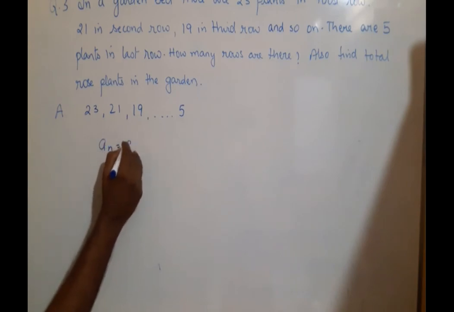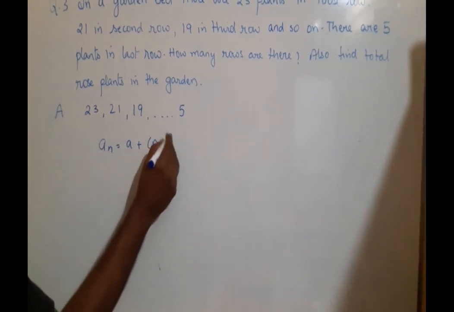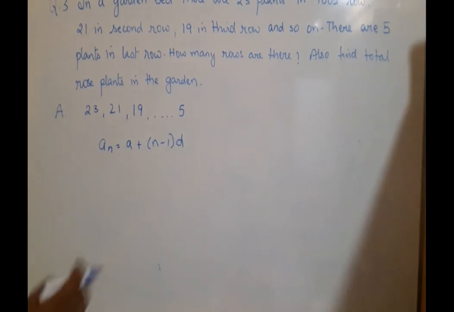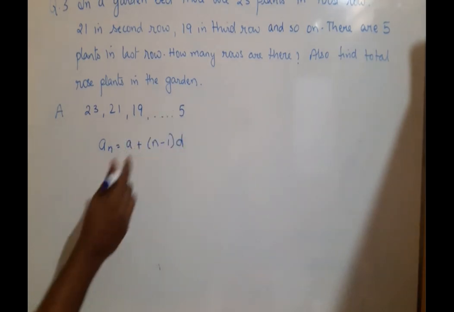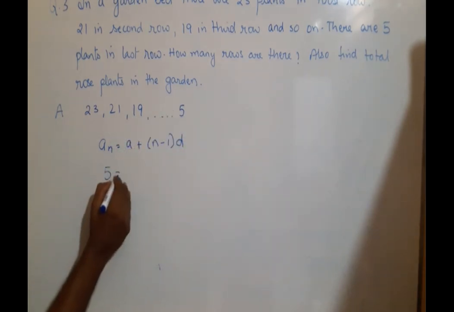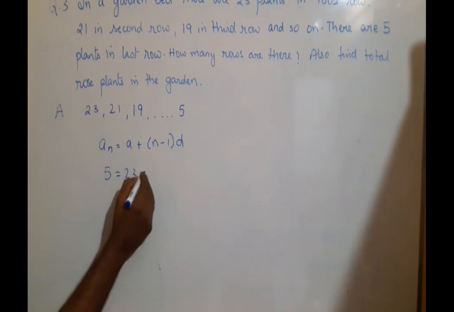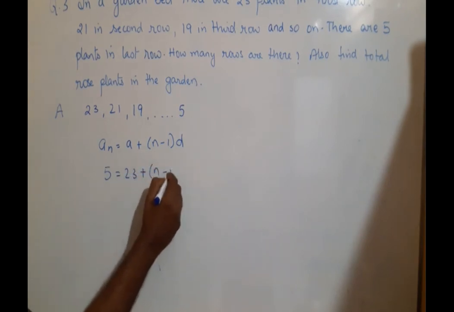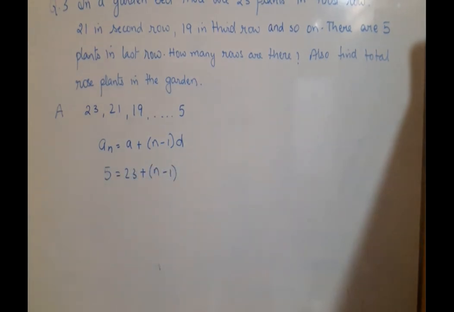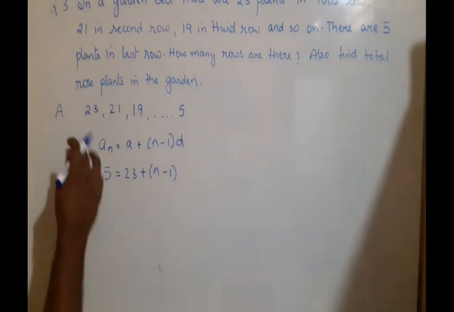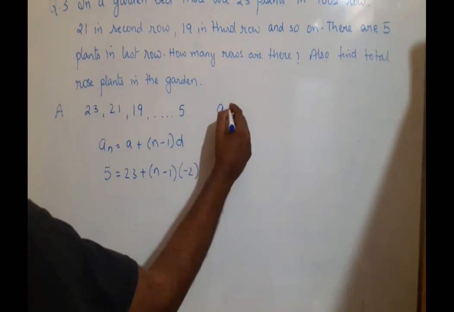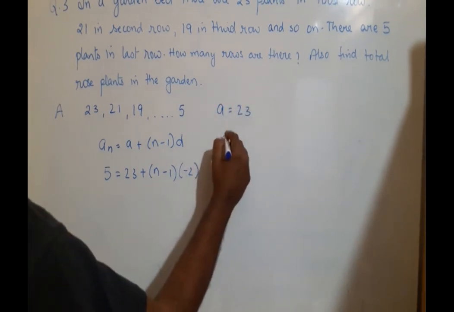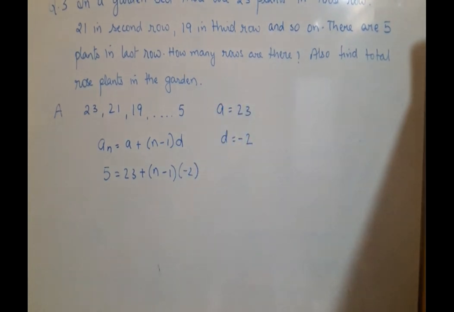an equal to a plus n minus 1 d. Now 5 plants in the nth row. So the an, what is the value of an? The last term is 5. So we can write 5 is equal to a is 23 plus n minus 1, and the value of d is minus 2. You can see d is minus 2. So again I write here, we have got a equal to 23 and d equal to minus 2.